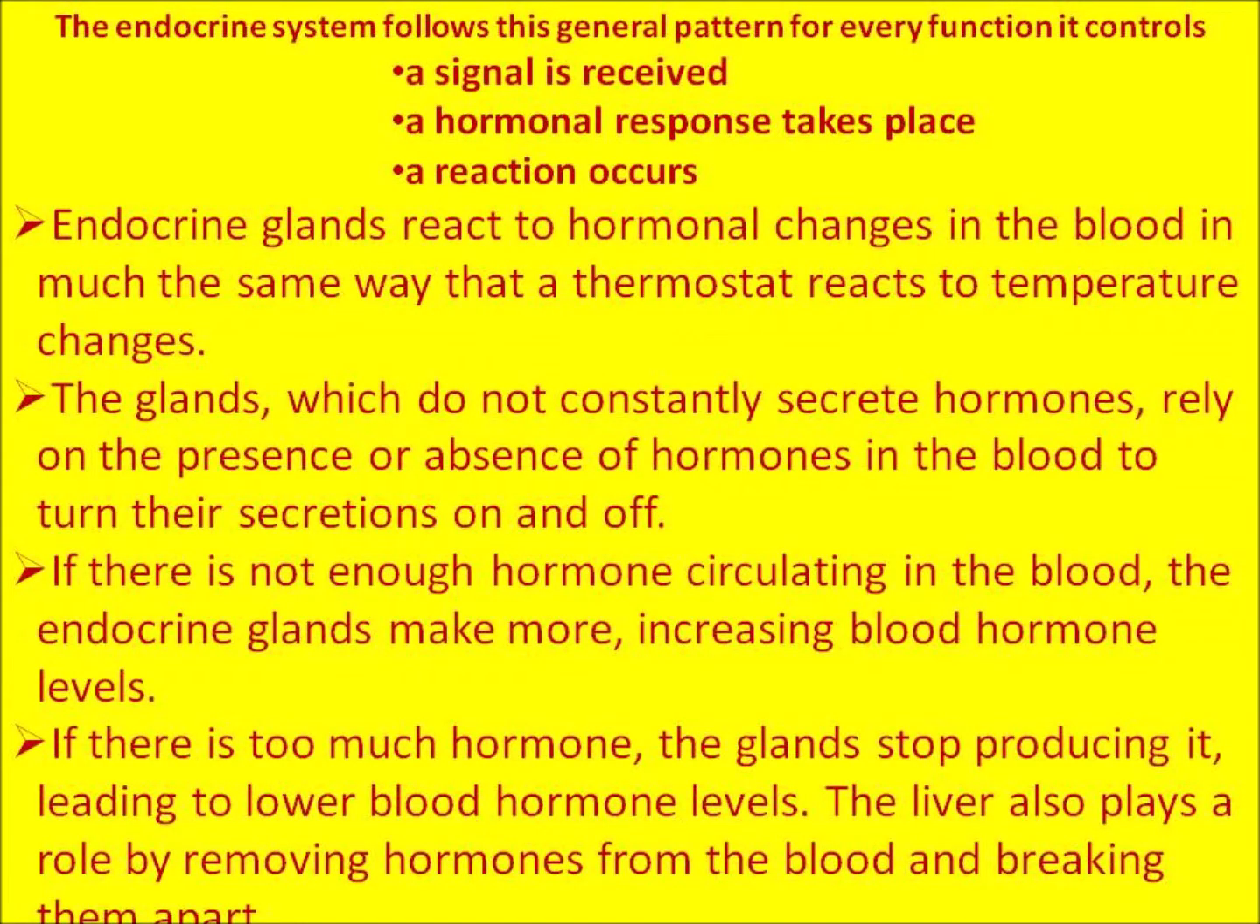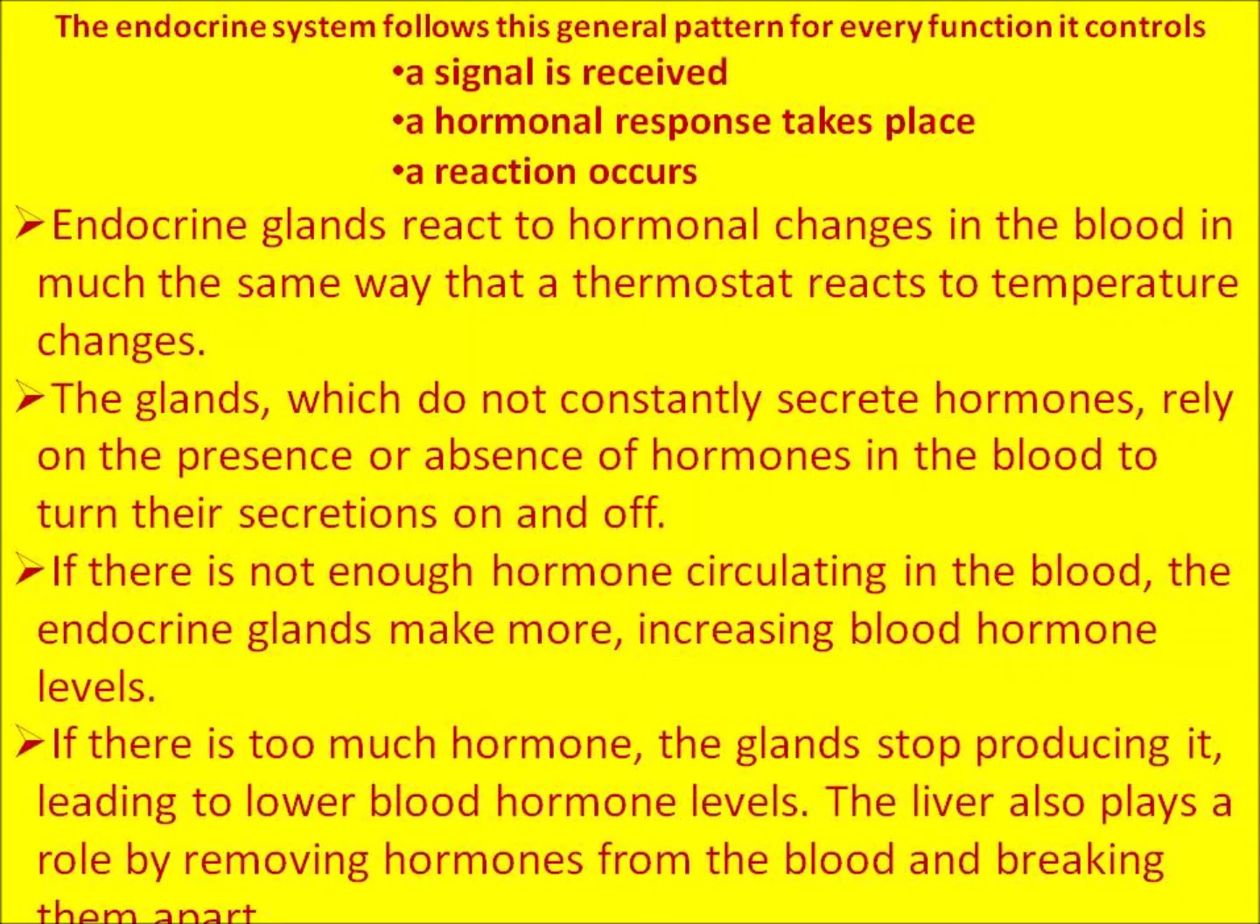The endocrine system has the following general pattern. A signal is received, hormonal response takes place and a reaction occurs. Endocrine glands react to hormonal changes in the blood in much the same way that a thermostat reacts to temperature changes. The glands, which do not constantly secrete hormones, rely on the presence or absence of hormones in the blood to turn their secretions on and off.